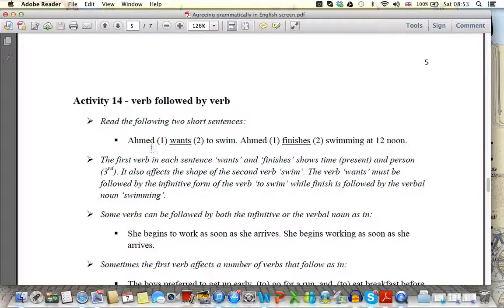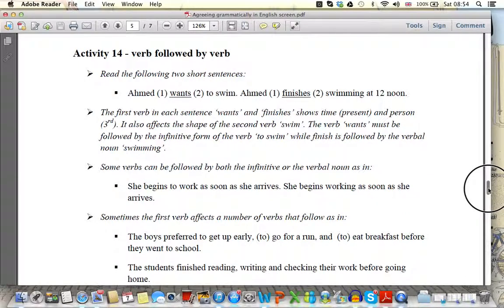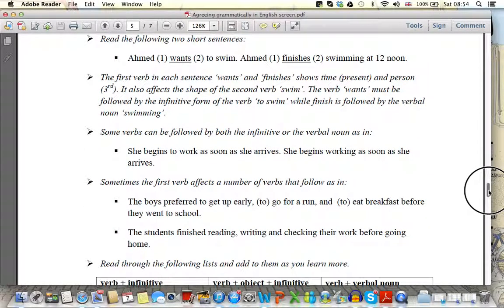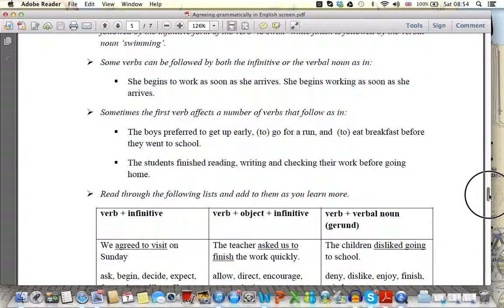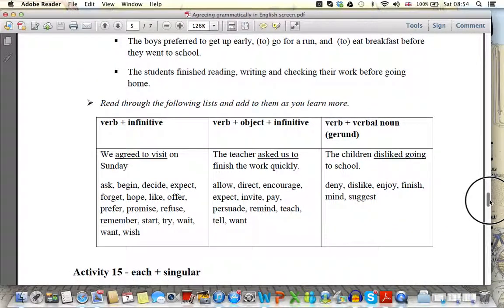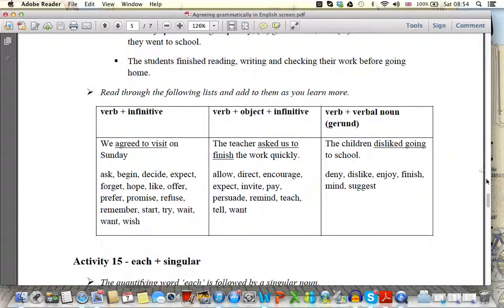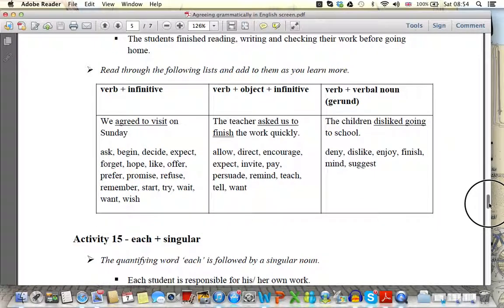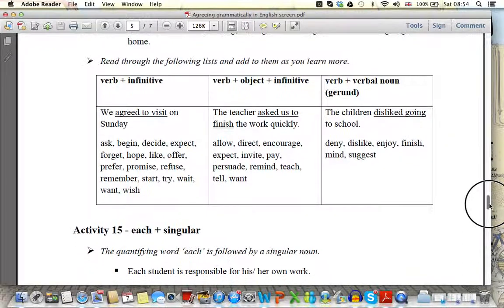We also have verbs in English that are followed by the specific parts of another verb. So to give an example, when we take the verb wants, it is followed by the infinitive. Ahmed wants to swim. Ahmed finishes swimming. We can have either the infinitive or the ing form. Some verbs can be followed by both. Some verbs are followed only by the infinitive, and some are followed by the ing form. And here is a list of verbs, and you need to practice and keep note of these in your notebook and get to know them well.